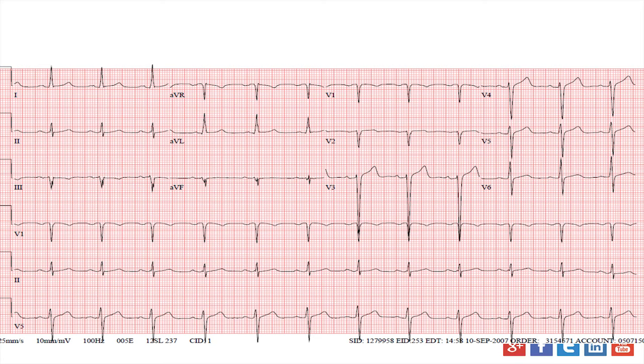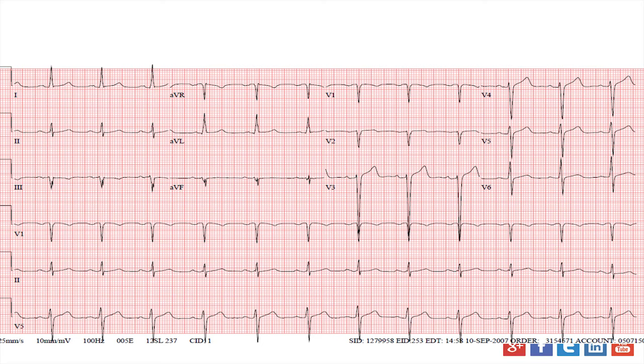This is that extra 30 degrees that doesn't get caught when you use 1 and AVF. That's why I highly recommend that everybody uses 1 and 2. For right axis deviation, you should definitely use AVF if somebody appears to have right axis deviation. But this is just an example of that.